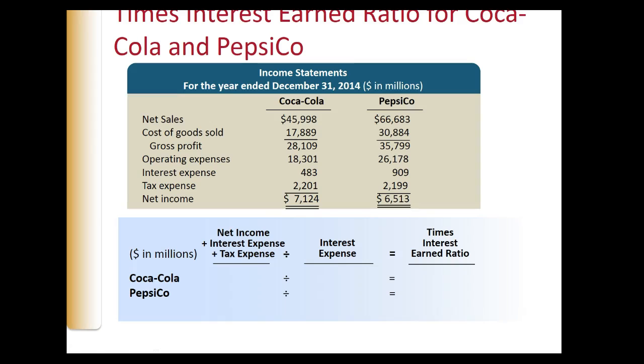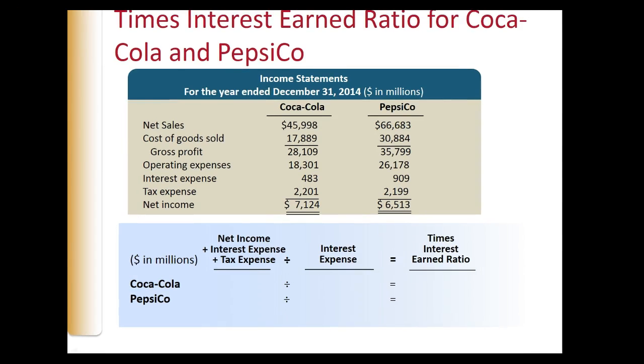Coca-Cola has a higher times interest earned ratio than PepsiCo, indicating that Coca-Cola is better able to meet its long-term interest obligations. However, both companies exhibit strong earnings in relation to their interest expense, and both companies appear well able to meet interest payments as they become due.